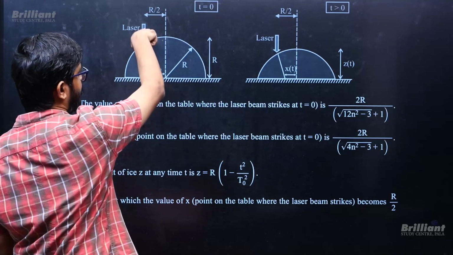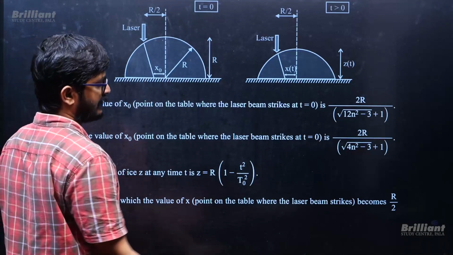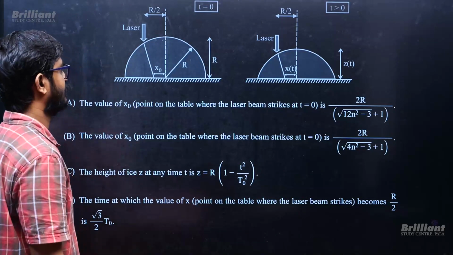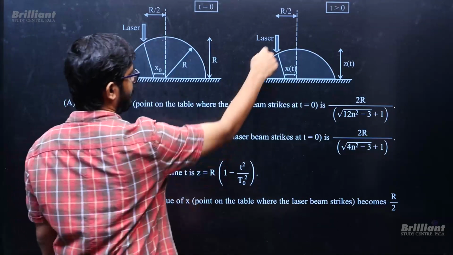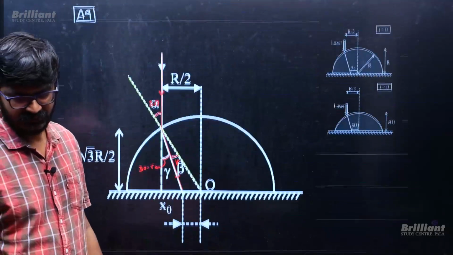So if it is undergoing refraction, it won't hit at r by 2. So basically it is not going to undergo refraction. They are asking when it won't undergo refraction. So basically when it melts in such a way that the laser beam will be directly hitting. Anyway, we'll see step by step. We'll go with the first option first.